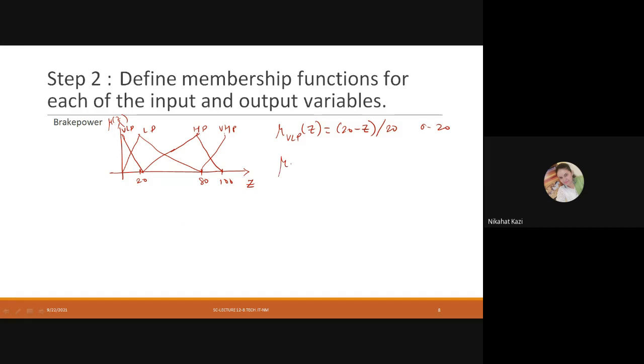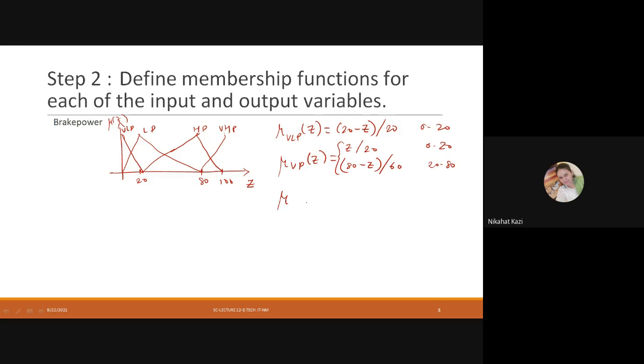Next is low power. So from two ranges, 0 to 20 and 20 to 80. For low power, first is increasing. So it is Z divided by 20. And next one is 80 minus Z divided by 60.